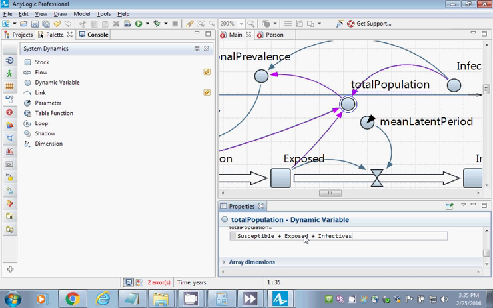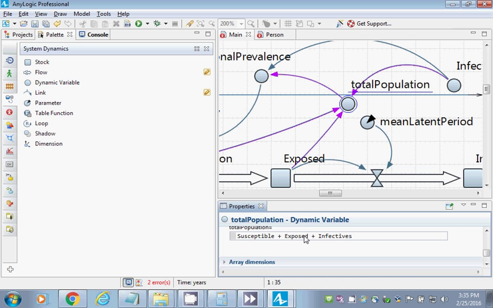Are we okay? Okay. And now for this one here, for completing latency, it's just exposed divided by mean latent period. That's a first order delay. And we've seen several things of this type before. Okay. Now, that's all we're going to fill in right now, and we're most of the way done with this.